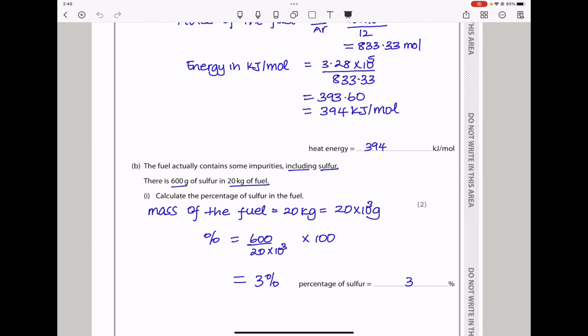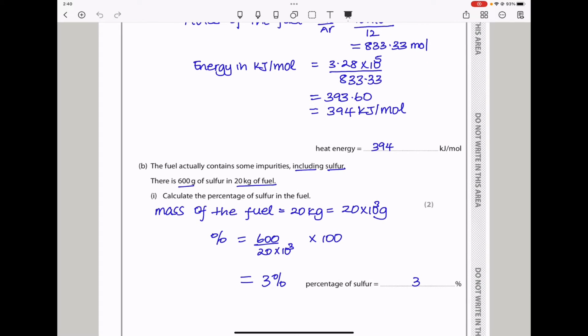And down here they say, in part B, the fuel actually contains some impurities, including sulfur. They say there is 600 grams of sulfur in 20 kilograms of the fuel. Calculate the percentage of sulfur in the fuel.